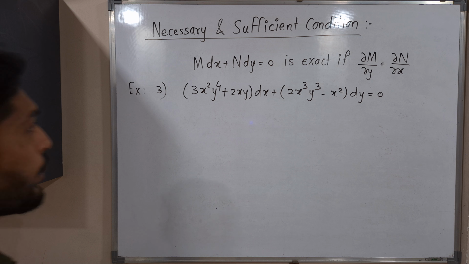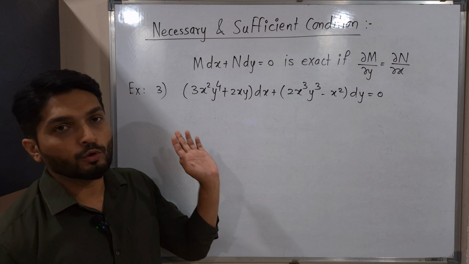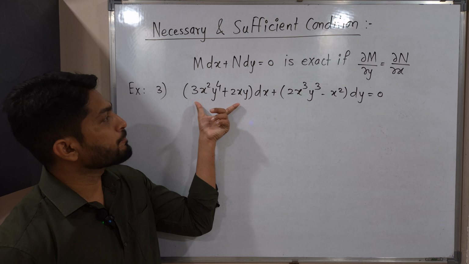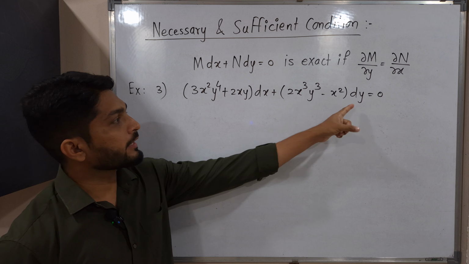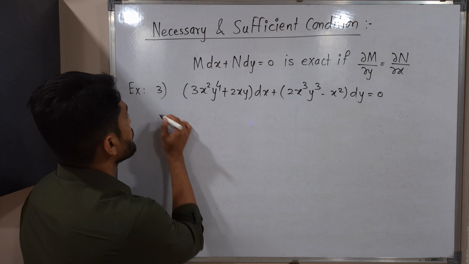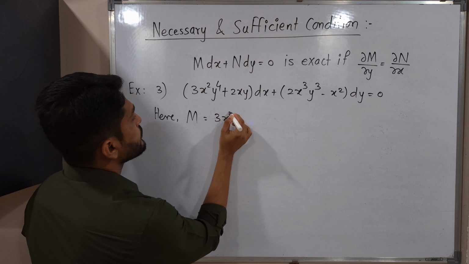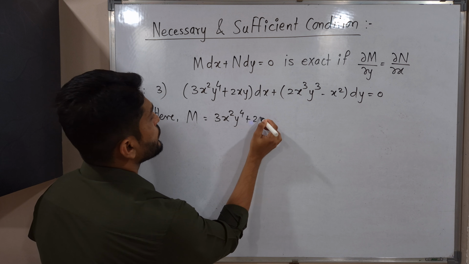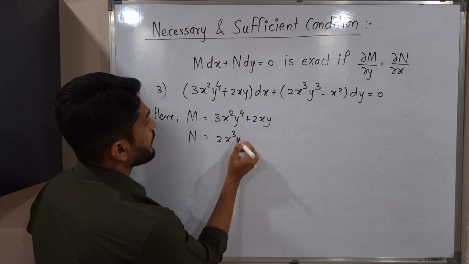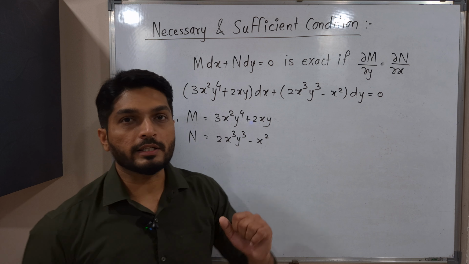Okay. So let us first check whether the given differential equation is in standard form or not. So the first bracket into dx is our M, plus the second bracket into dy, which is nothing but our N. So let me note down our M and N. Here M is 3x square y raised to 4 plus 2xy, and N is 2x cube y cube minus x square. Okay, simply we have to check whether this condition is satisfied or not.